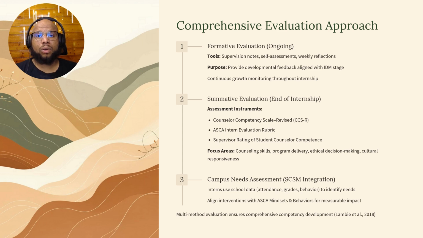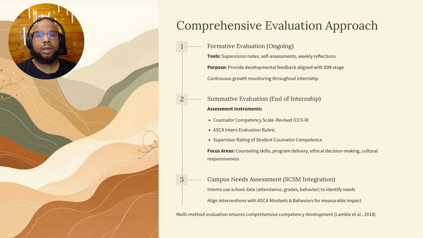Formative evaluation is ongoing and developmental. It occurs through supervision using reflective journaling, supervisory session notes, and weekly goal setting. These methods allow supervisors to assess progress in real time and adjust interventions according to the intern's developmental level under the Integrated Developmental Model. For example, early in Maria's internship, formative assessments focus on skill acquisition and self-awareness, while later sessions emphasize autonomy and leadership.